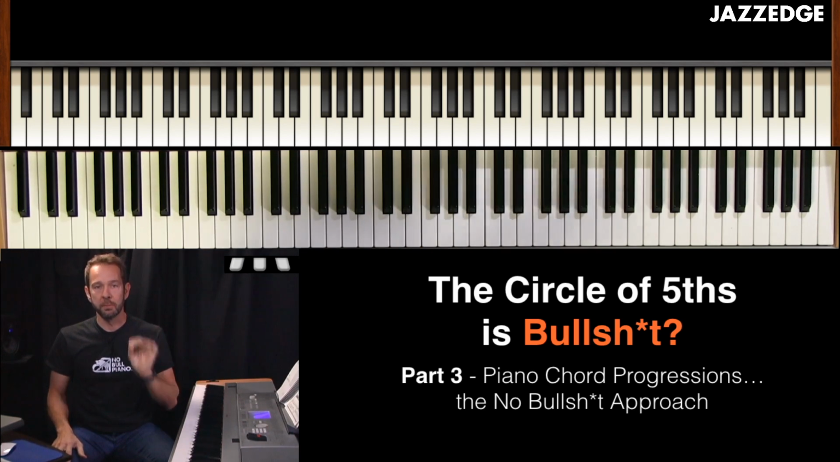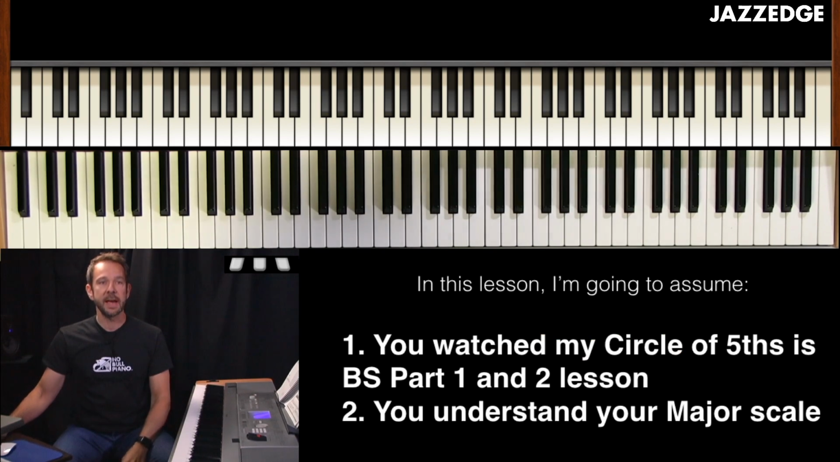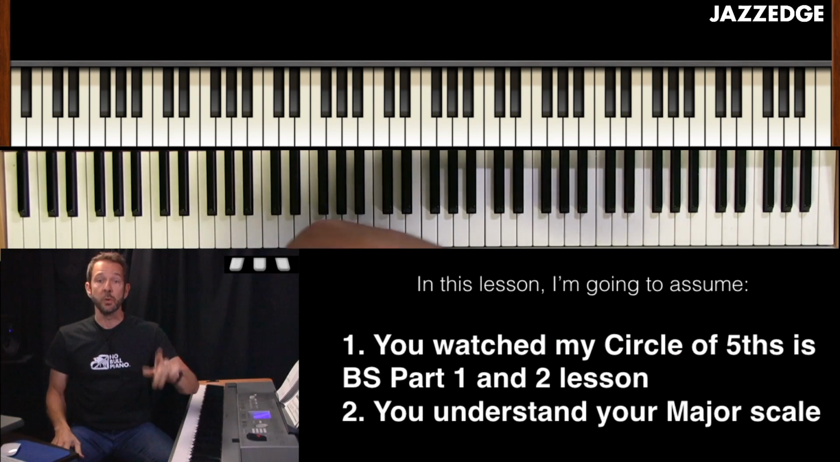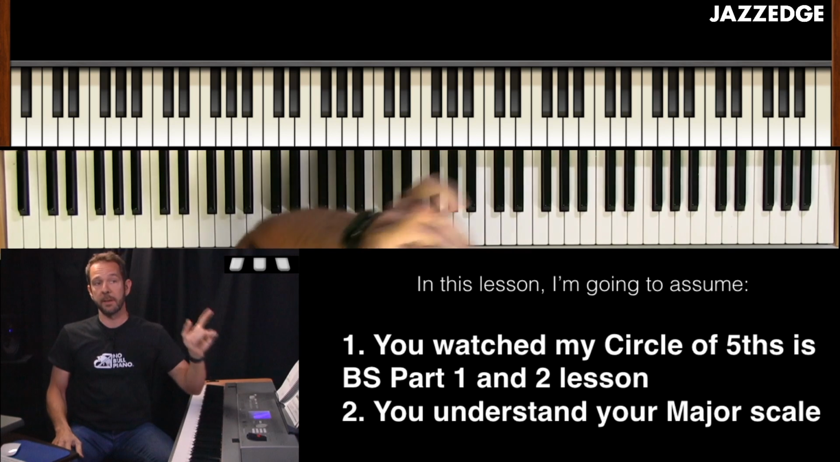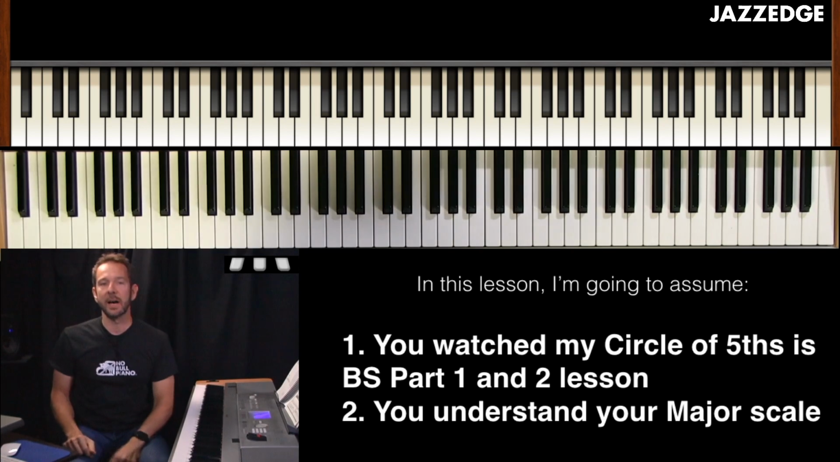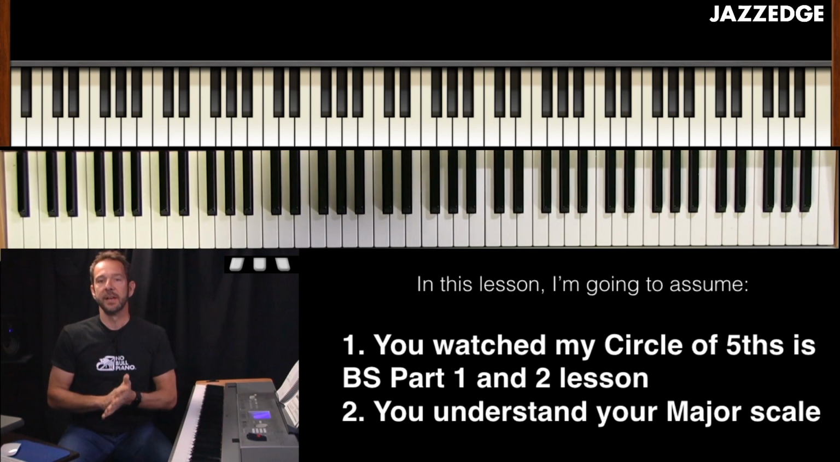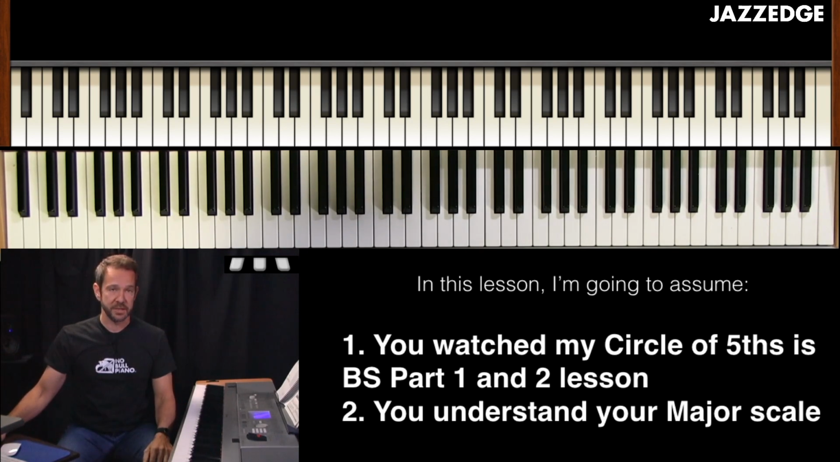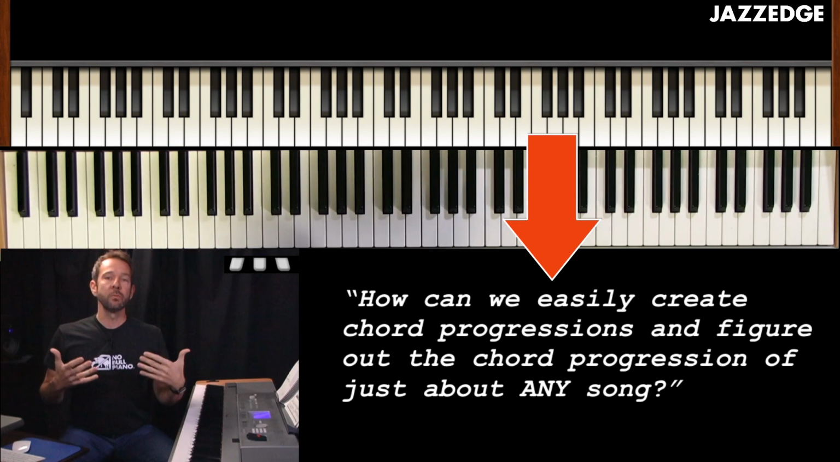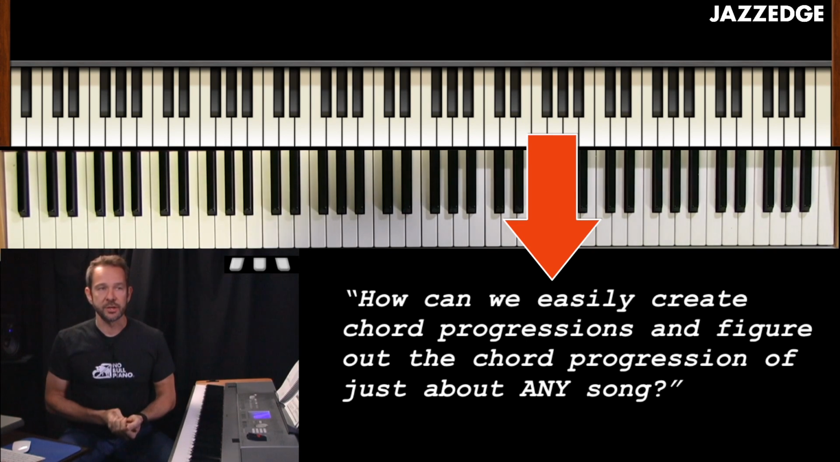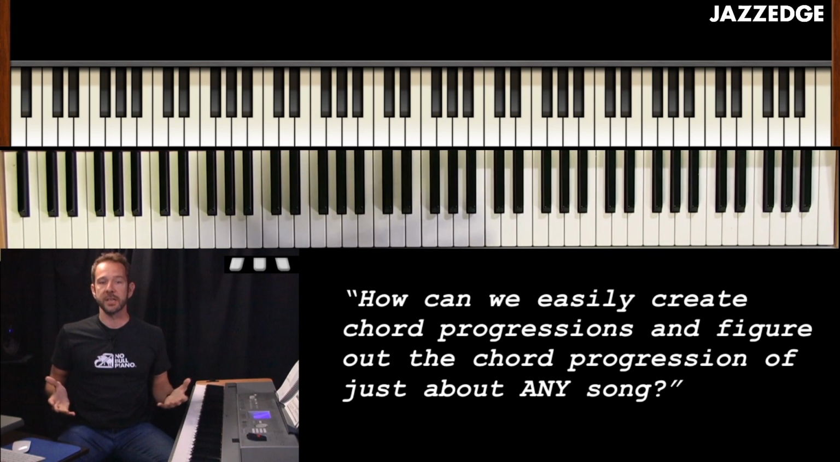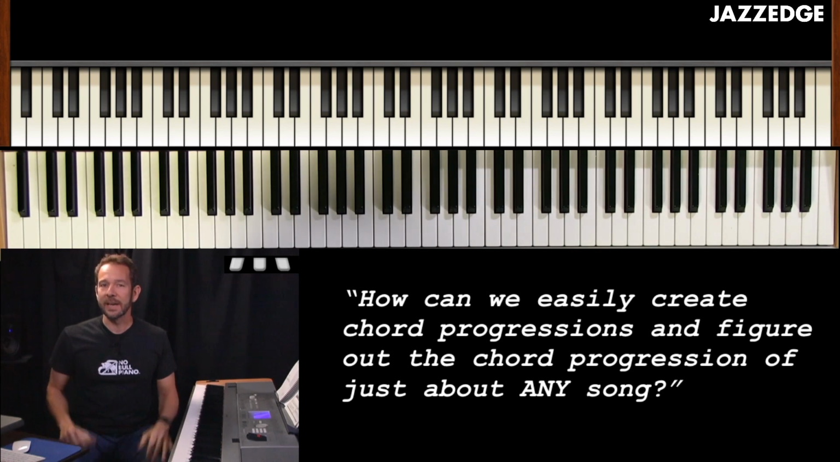Today though, we're going to talk about part 3, which is piano chord progressions, and this is my no bullshit approach. Okay, so now, one, I'm assuming that you watched my part 1 and part 2 lessons. Second of all, I'm assuming that you understand the major scale and how to make the notes of the major scale. Again, check out part 2 of my series if you don't know the major scale. The question is, how can we easily create chord progressions and figure out the chord progressions of just about any song? Wouldn't it be great if you could do that?